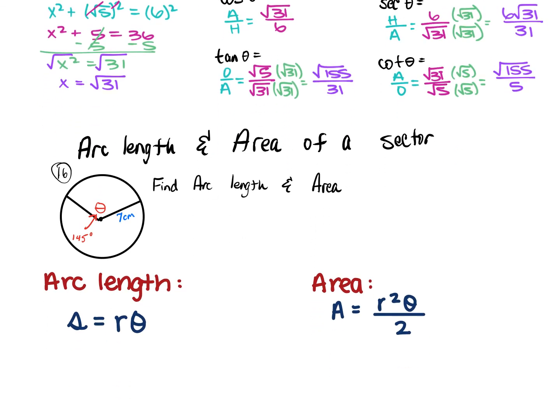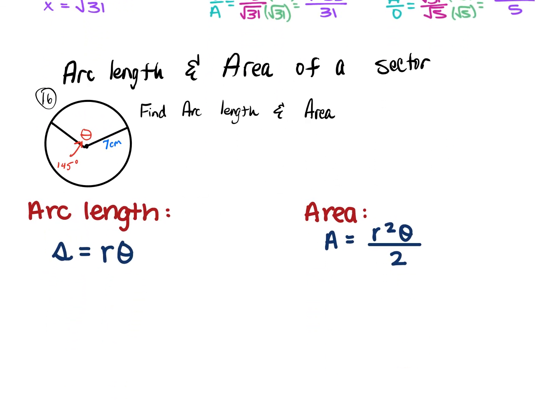For your next section, you're dealing with arc length and area of a sector. Remember with these, your theta has to be in radians. So this gives you that theta is 145 degrees. So you have to turn that into radians to begin with. That 145 is over 1, so we're going to multiply it by pi over 180. 145 and 180 are both divisible by 5. So the 145 becomes 29, and the 180 becomes 36. So this is 29 pi over 36.